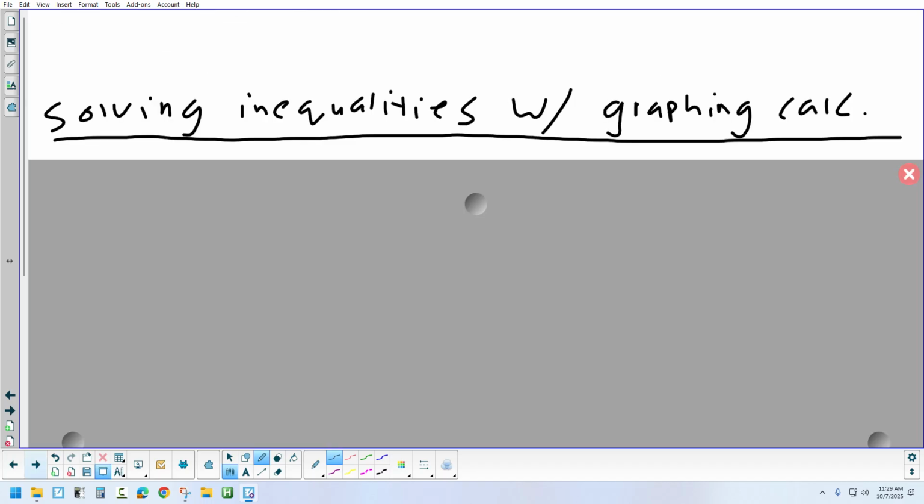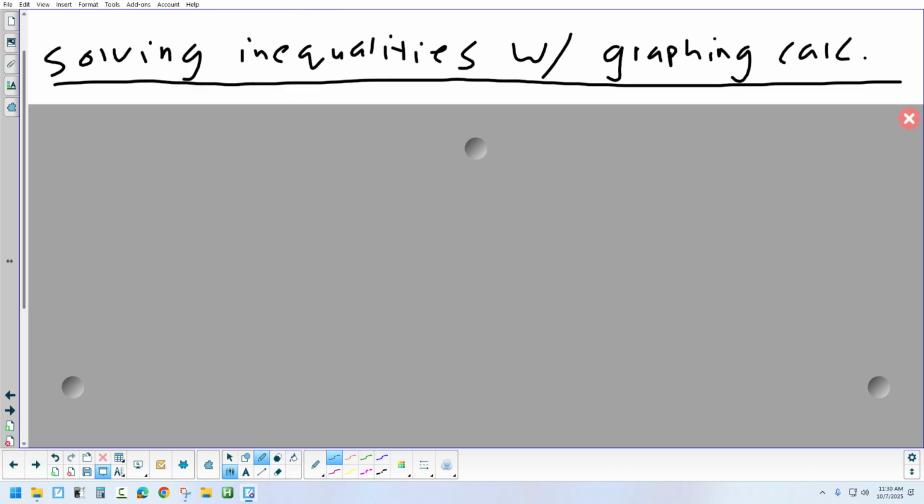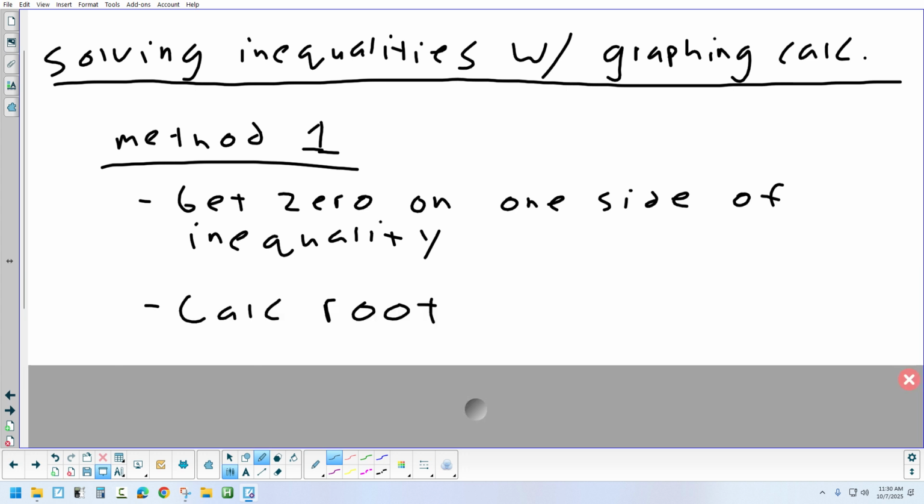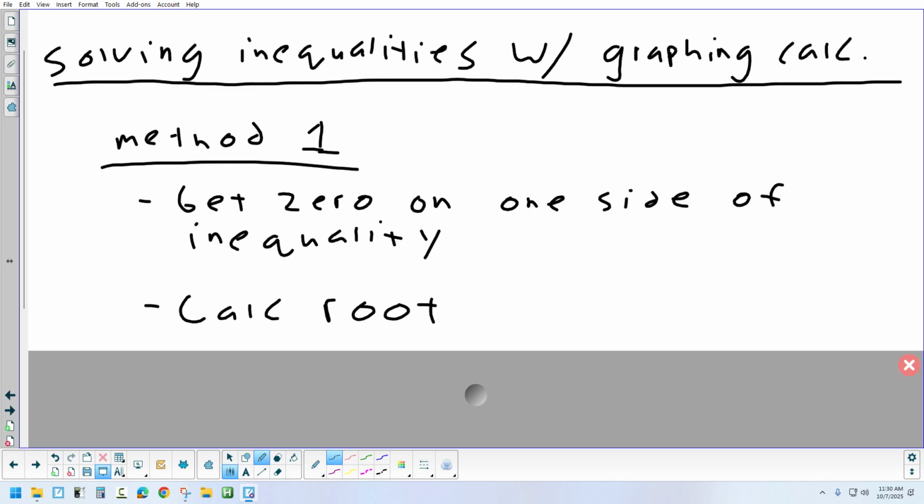So let's look at two ways we can solve inequalities on the calculator. We haven't had any inequalities yet that I don't think we can handle with the algebra, but eventually we might have some, and the calculator is a good way to do it. Okay, so the first method is to rearrange the inequality so you get 0 on one side, and then you're going to calculate a root. So this method requires you to rearrange it and then calculate the root.